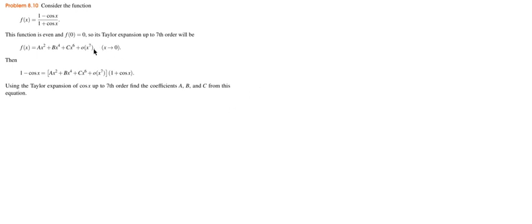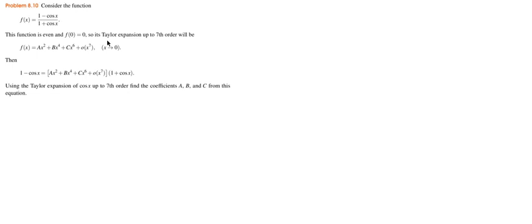Okay, problem 8.10. Consider the function f equals (1 minus the cosine) divided by (1 plus the cosine). This function is even, obviously, because f of minus x is (1 minus the cosine of x) over (1 plus the cosine of x), since the cosine is even. So it's even, and f at 0 is 0, right? Because this is 1 minus 1, 0, divided by 2, 0.